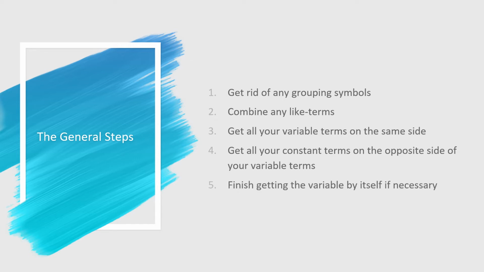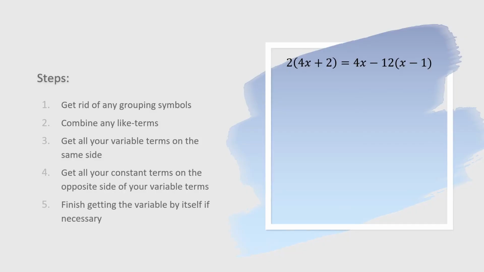The last step is to get the variable completely by itself. If necessary, you won't always have to do this, but if it has a coefficient, you will have to get rid of that coefficient as well. So let's try and apply these steps to this first example.